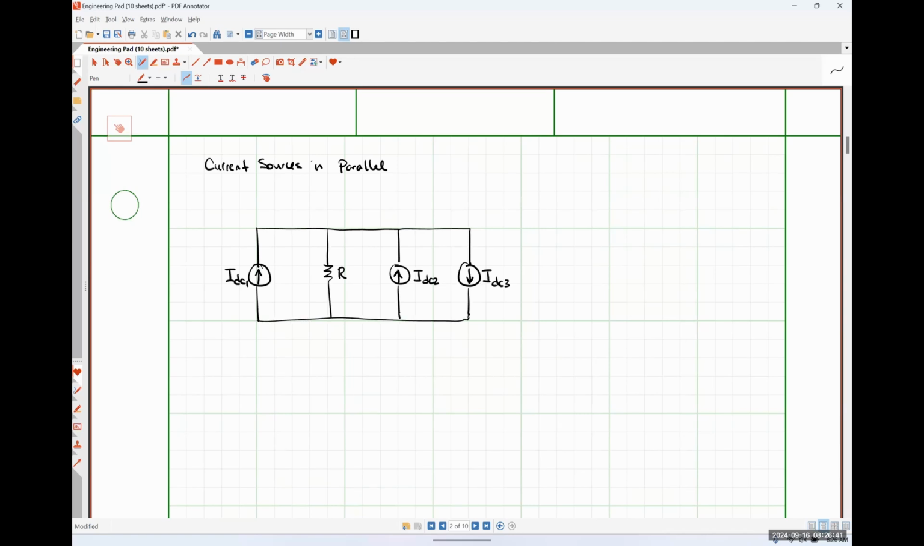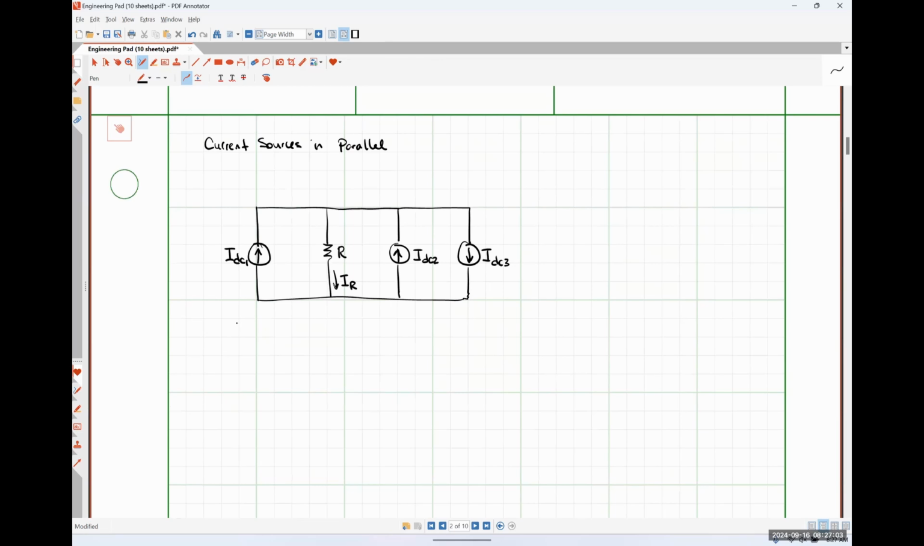I am going to choose to make the direction for my resistor current IR as down. And what I'm going to do is apply Kirchhoff's current law at the top node, where currents that are entering are positive and currents that are exiting are negative. So in applying Kirchhoff's current law here, we would see IDC1 minus IR plus IDC2 minus IDC3 is equal to 0.